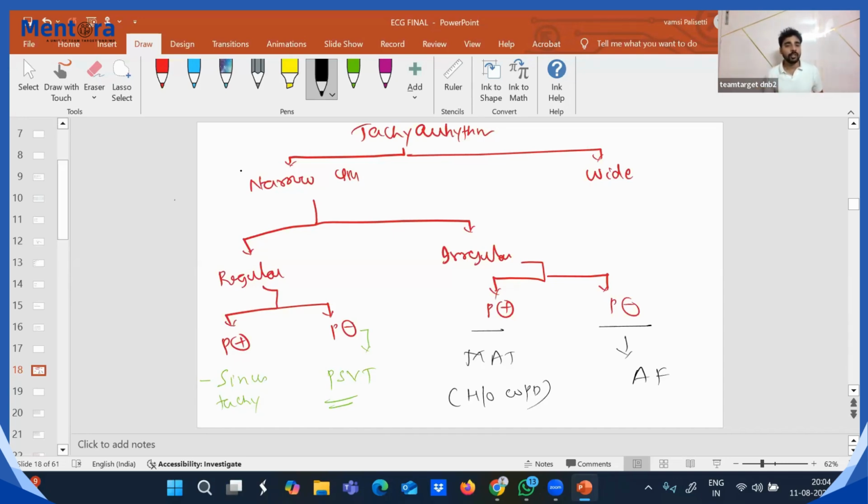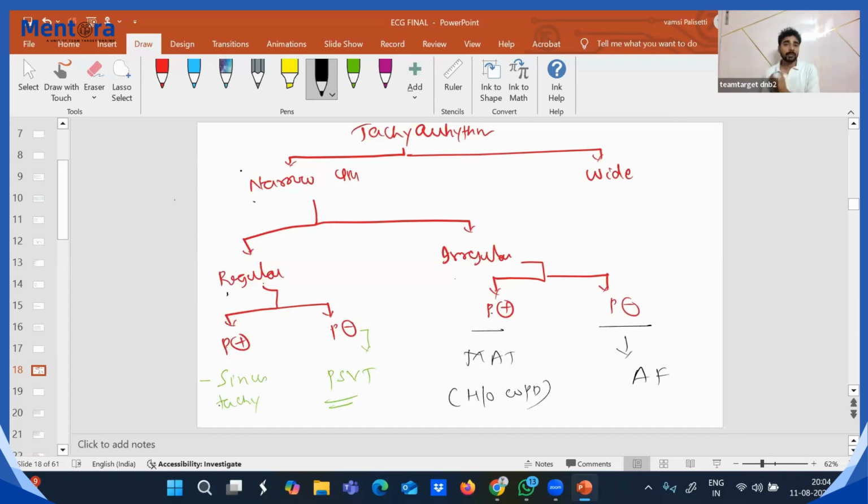If it's a narrow complex QRS, regular rhythm, P wave is present, sinus tachycardia. Narrow QRS, regular rhythm, P wave is absent, it's a PSVT that includes AVNRT or AVRT. Again, narrow complex, irregular rhythm, P wave is present, it's multifocal atrial tachycardia. Narrow complex, irregular rhythm, P wave absent, it is atrial fibrillation. Classic, hallmark. You won't go wrong.